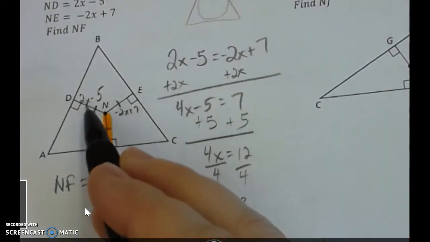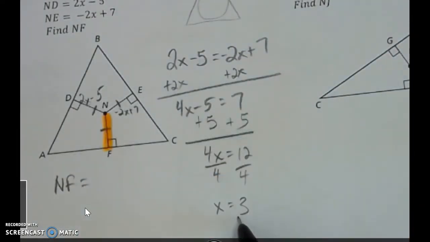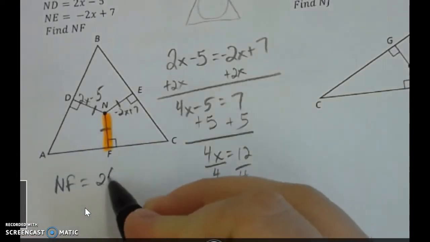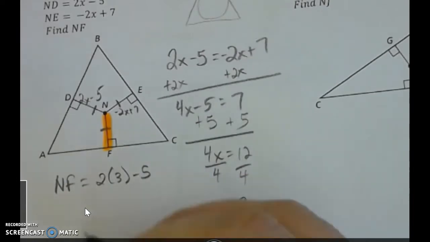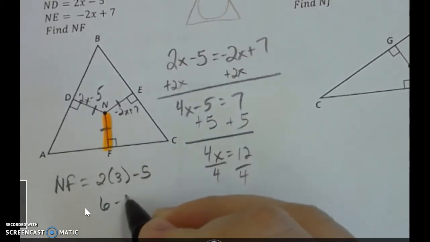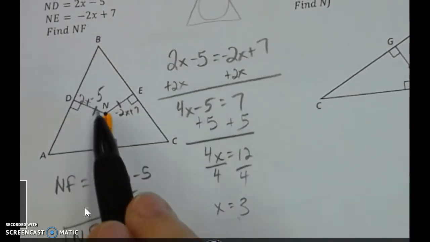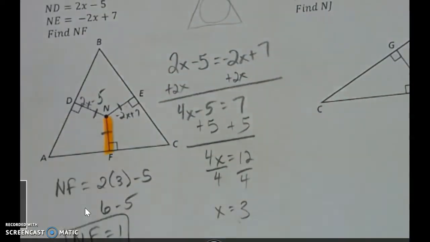So I'm going to pick one of those two, it doesn't matter, I'm going to plug in 3. I'm going to pick this one because it doesn't have a negative, so it's going to be 2 times 3 minus 5, so that's 6 minus 5, so NF is 1. So each of those segments, if I plugged it in, I would get a 1.